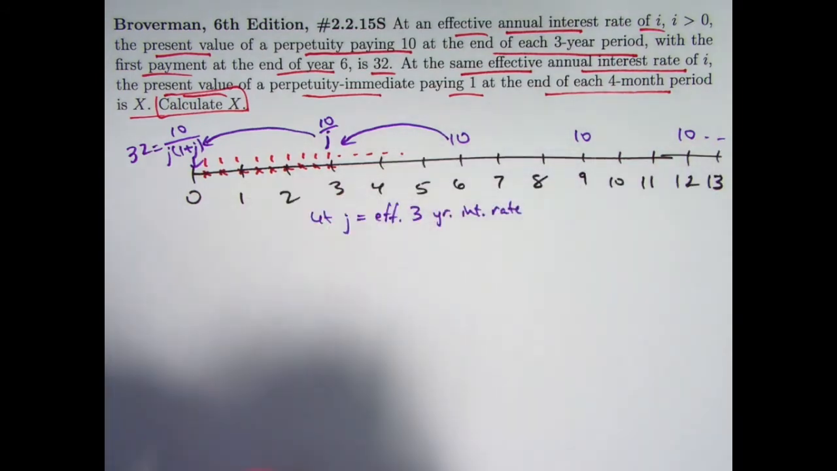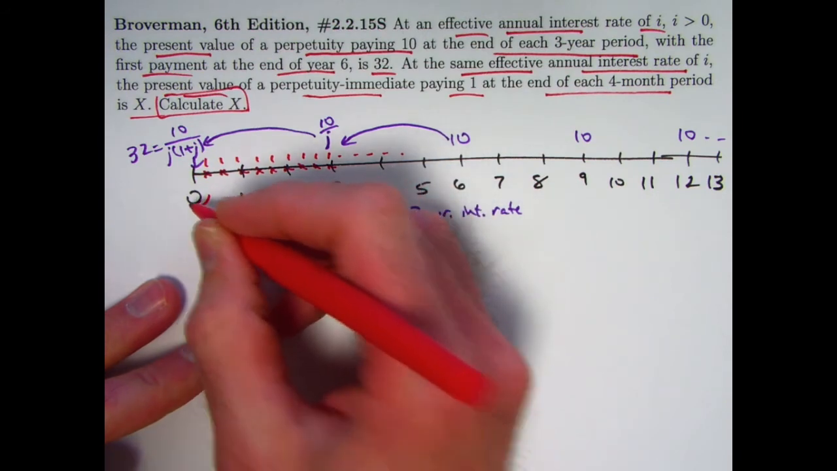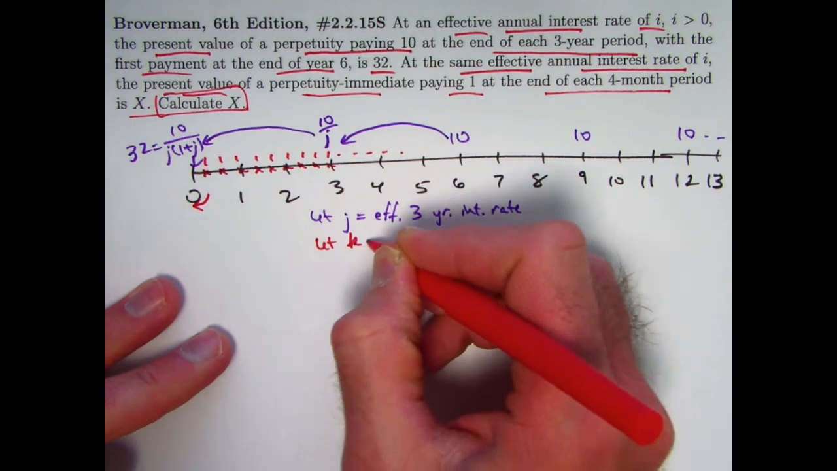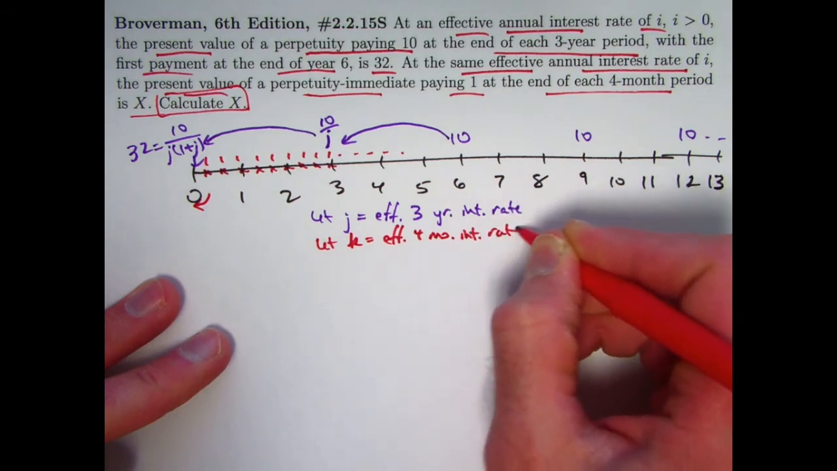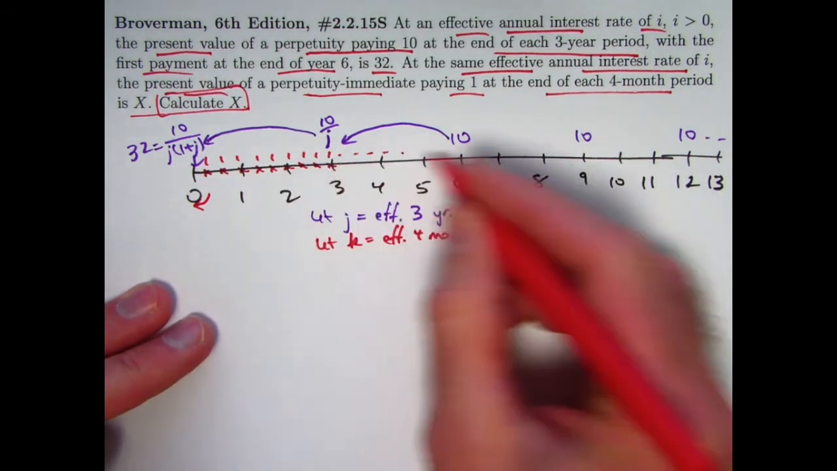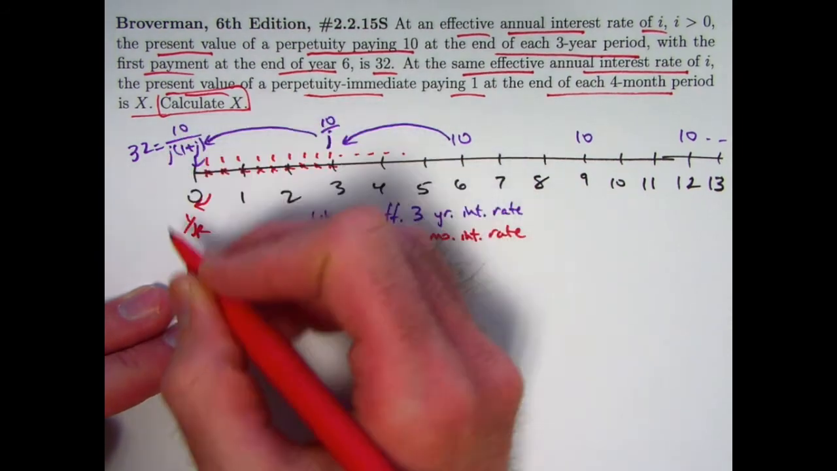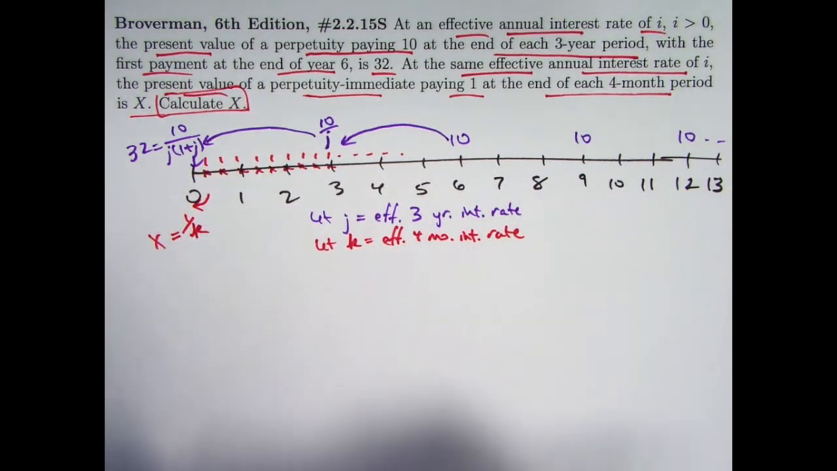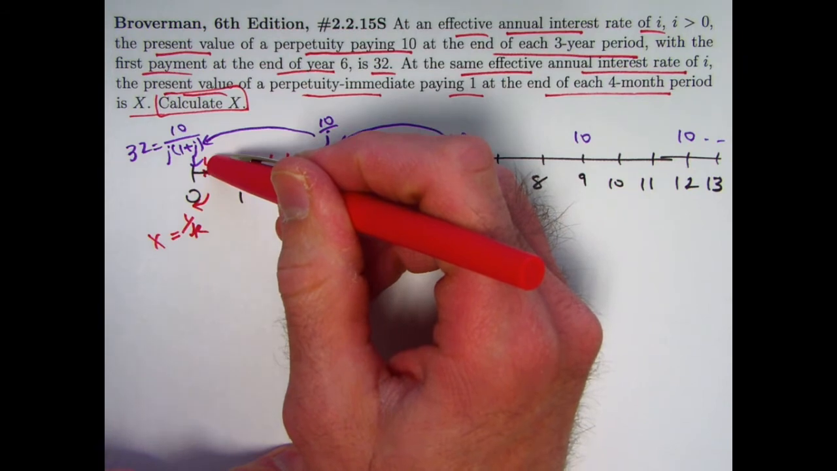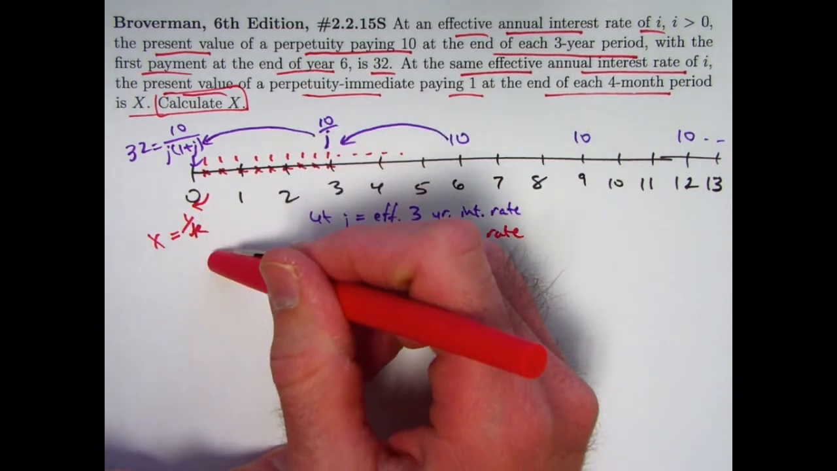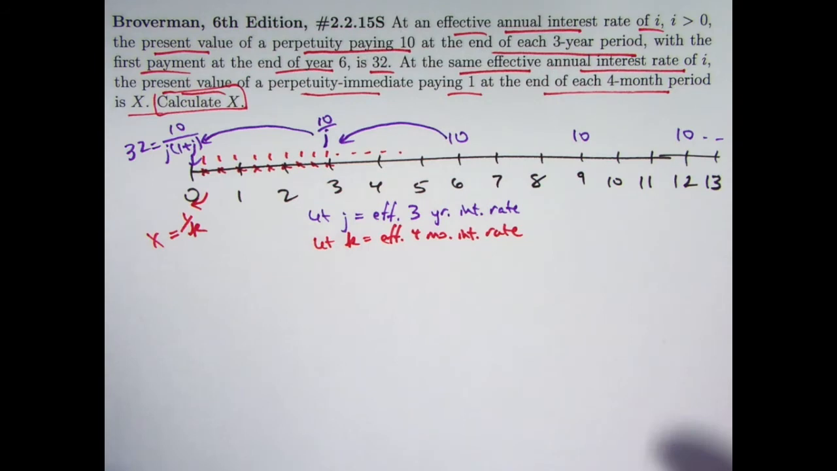For the annuity that's in red, every 4 months, we discount it back in time by 1 period, one 4-month period, to get to time 0. If we let K be the effective 4-month interest rate, then the present value of that perpetuity immediate at time 0 would be 1 over K. And that's the quantity they're calling X, the quantity that we want to find. If we could find J from this equation, which we should be able to do with the quadratic formula, and then find some relationship between J, I, and K, then we could ultimately find K and then ultimately find X. And that's the way the problem will go.